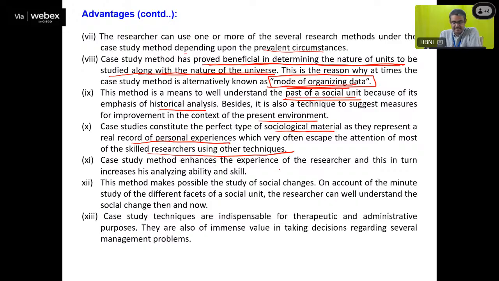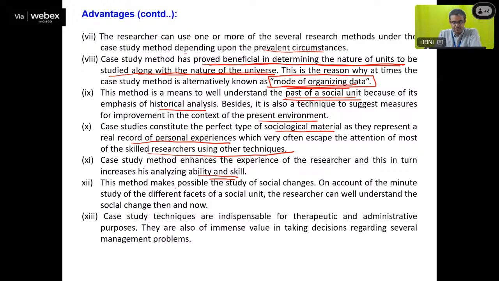Case study method enhances the experience of the researcher and thus in turn increases analyzing ability and skill. This is true for any method. Whatever research you do, if you continue doing research, your ability and skill will definitely improve day by day. That is why after several years, a researcher becomes a supervisor, right? Skills and ability improve, and that is why what is called experience is helpful.